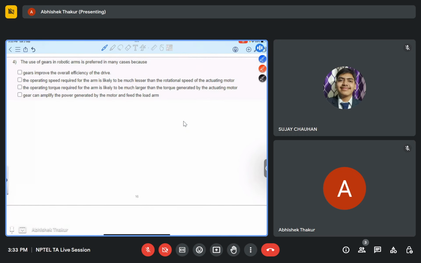The use of gears in a robotic arm is preferred in many cases because gear improves overall efficiency of the drive. No, this is wrong. The rotating speed required for the arm is likely to be much lesser than the rotational speed of the actuating motor. Yes, the operating speed should be lesser than the speed at which the motor rotates. And also the torque required is much larger than the torque generated by the actuating motor. Gear can amplify the power generated by the motor and feed the load. This is wrong. Options B and C are correct.